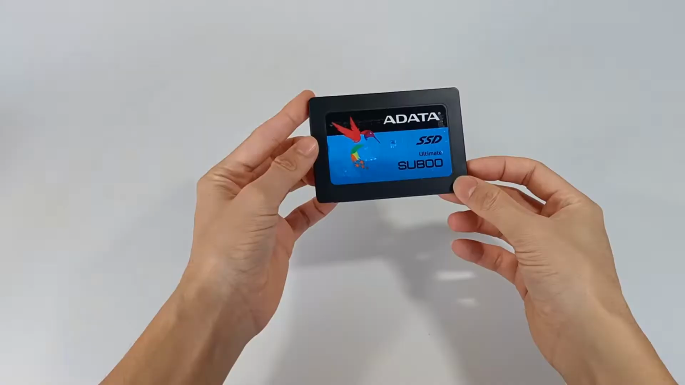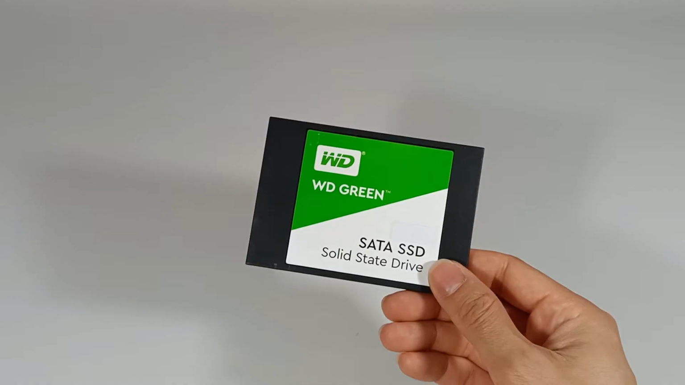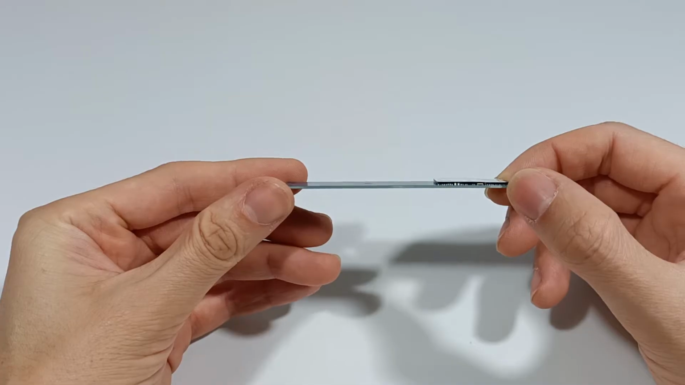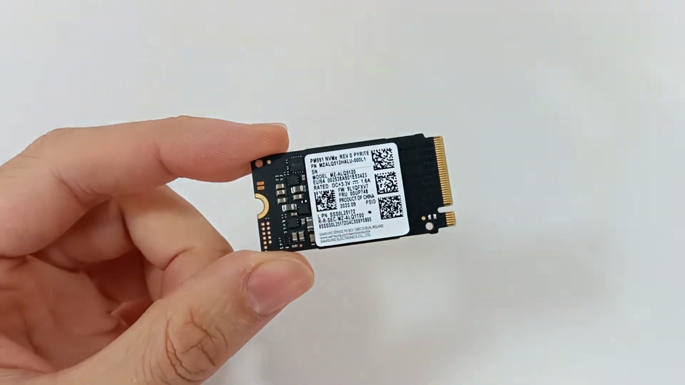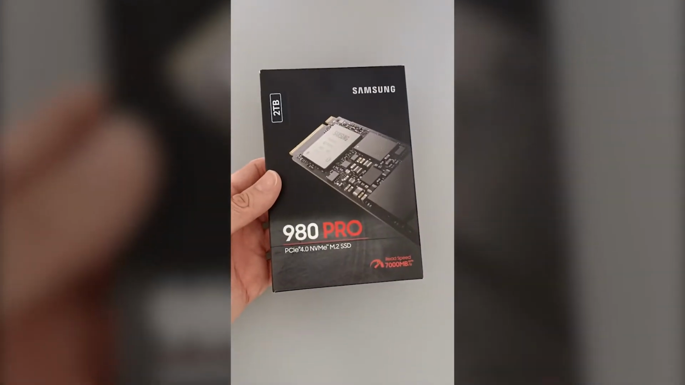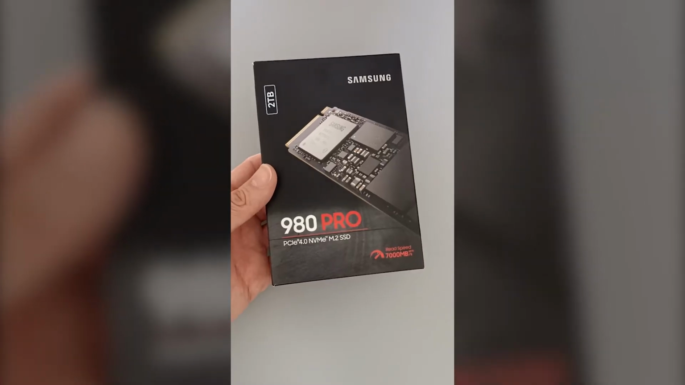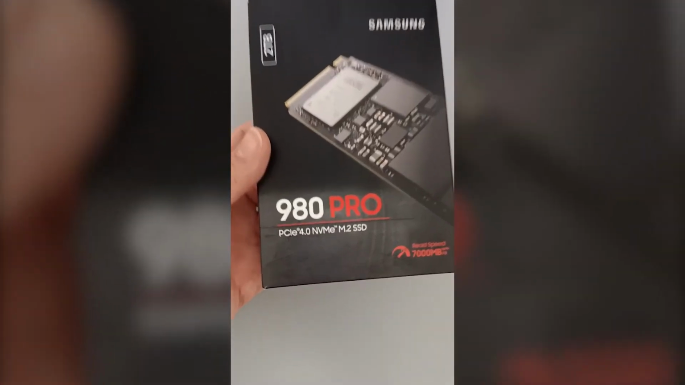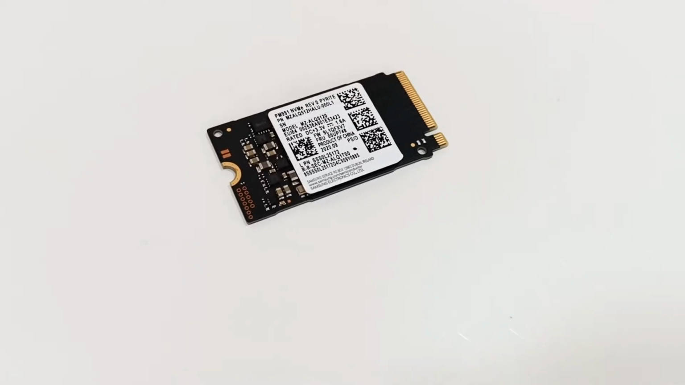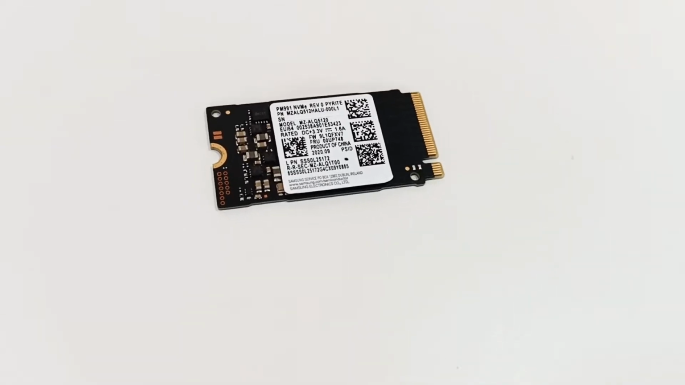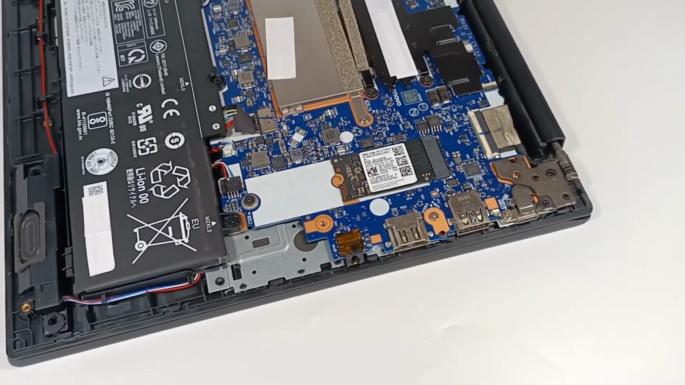I have already shown several types of SSD drives with various formats and storage capacities. Also, the best M.2 SSD, the Samsung 980 Pro PCI Express 4 with 2 TB of capacity. But today, I'm going to show you one of the most popular M.2 SSDs.